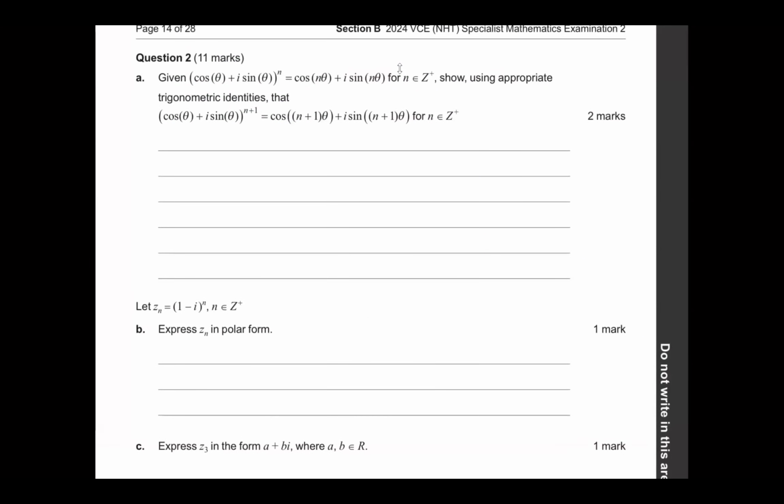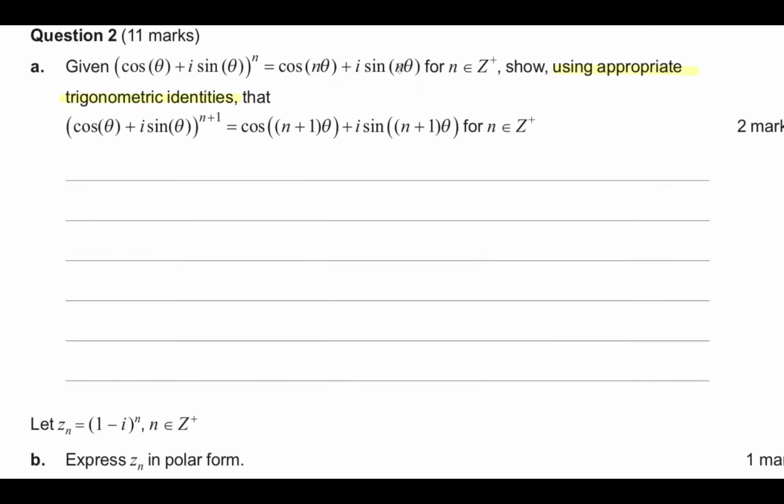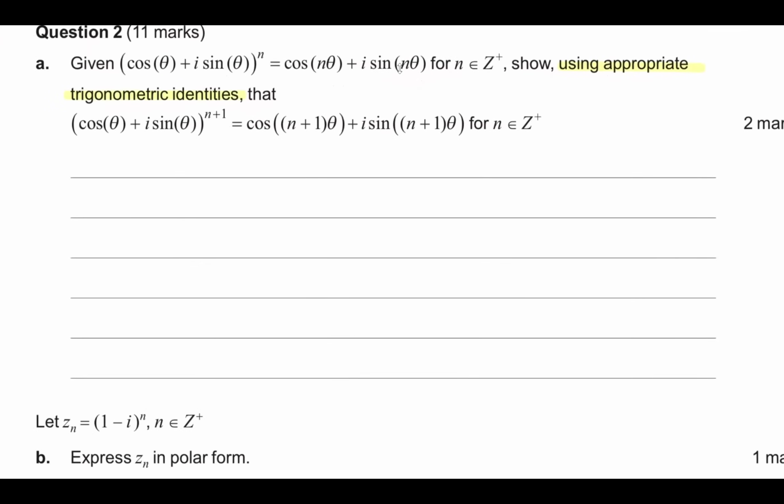Question 2, complex number. Given (cos theta + i sin theta)^n equals cos n theta + i sin n theta, show using appropriate trigonometric identities that (cos theta + i sin theta)^(n+1) is cos (n+1) theta + i sin (n+1) theta. So it is important for you to actually use appropriate trig identities.